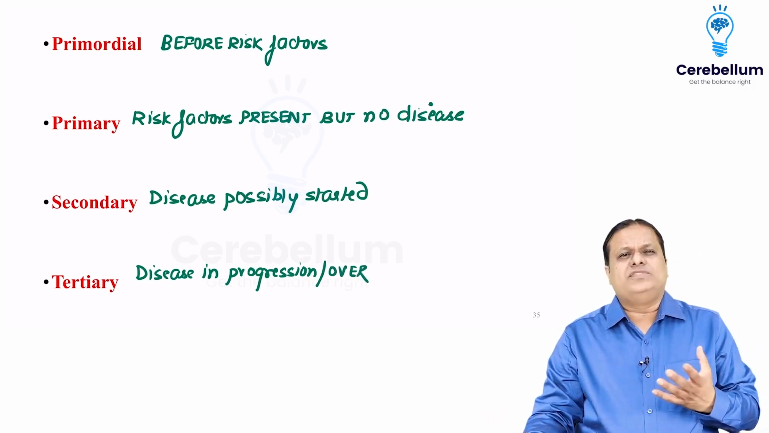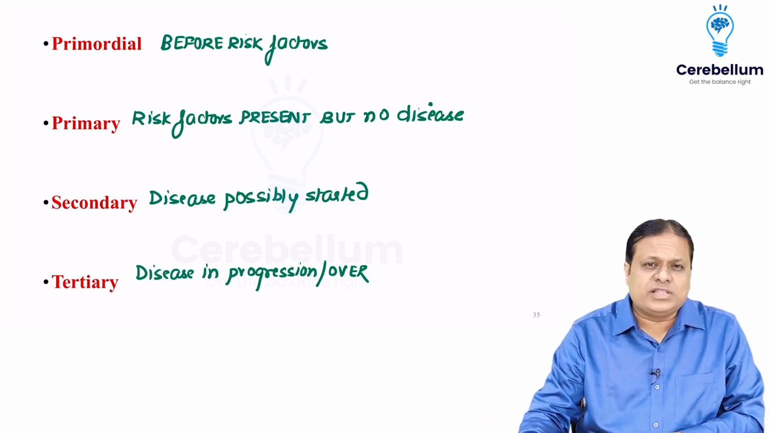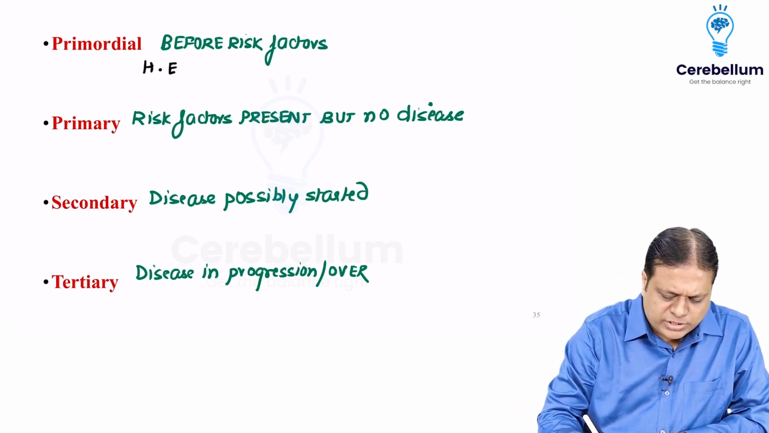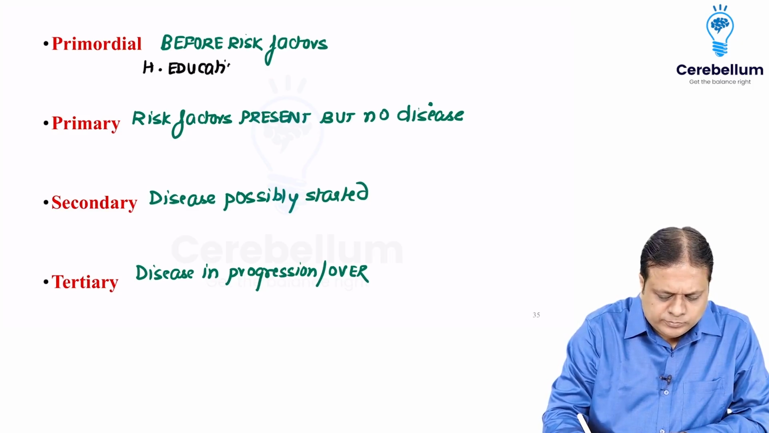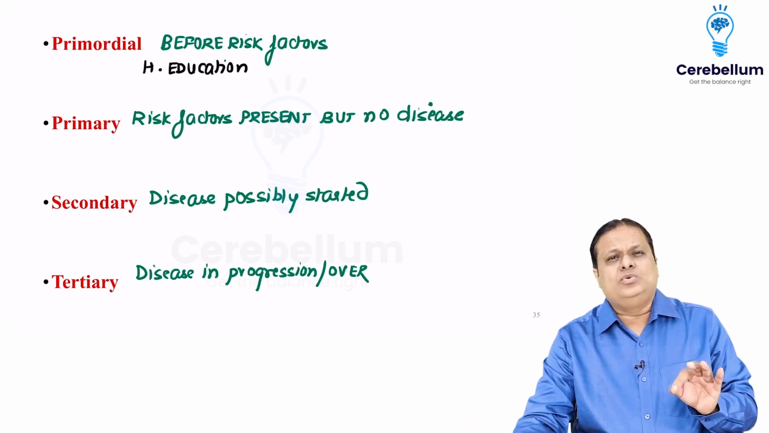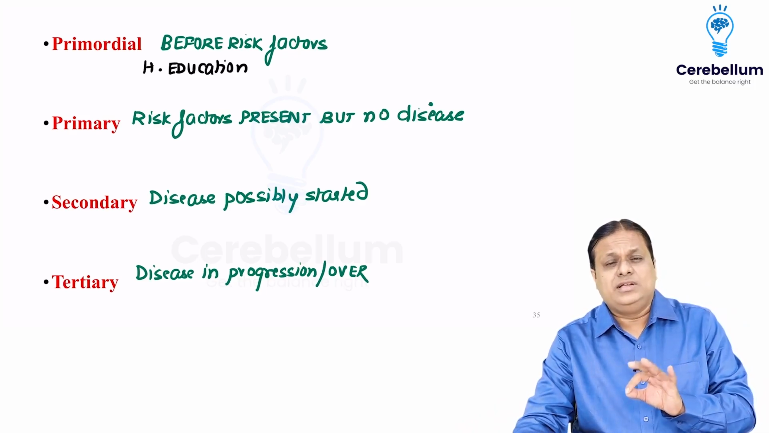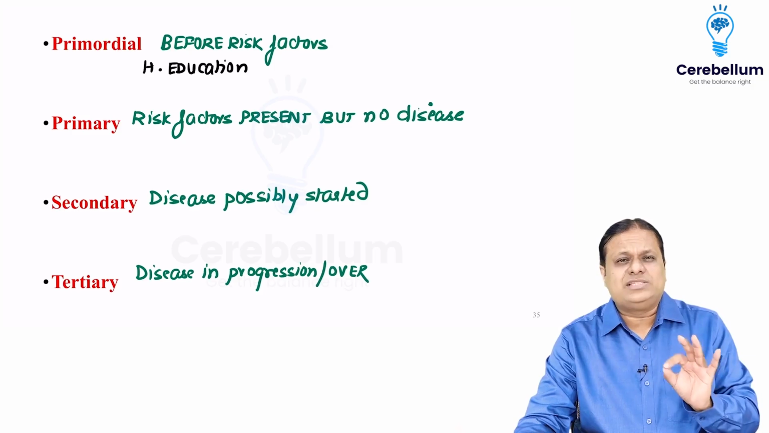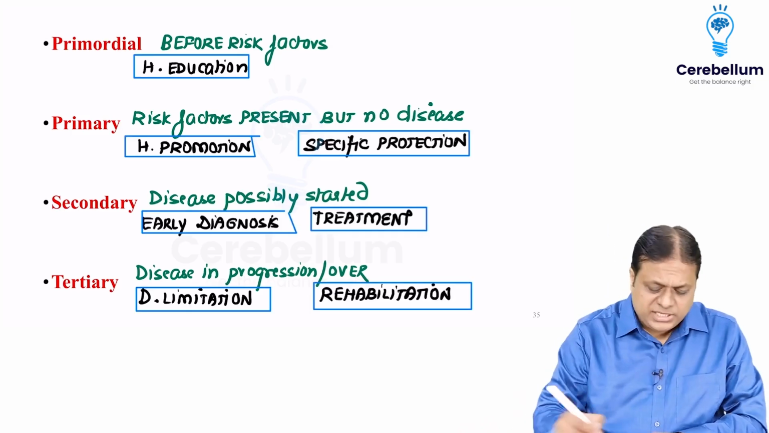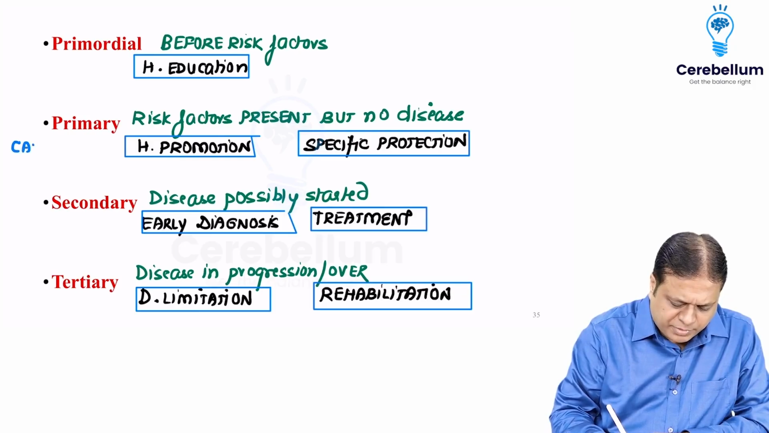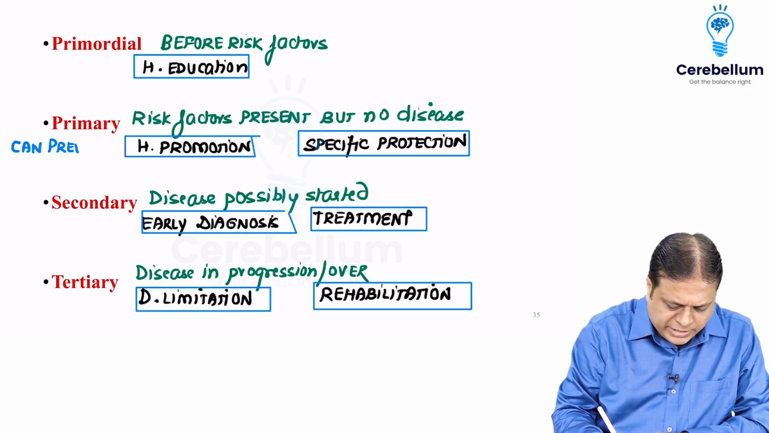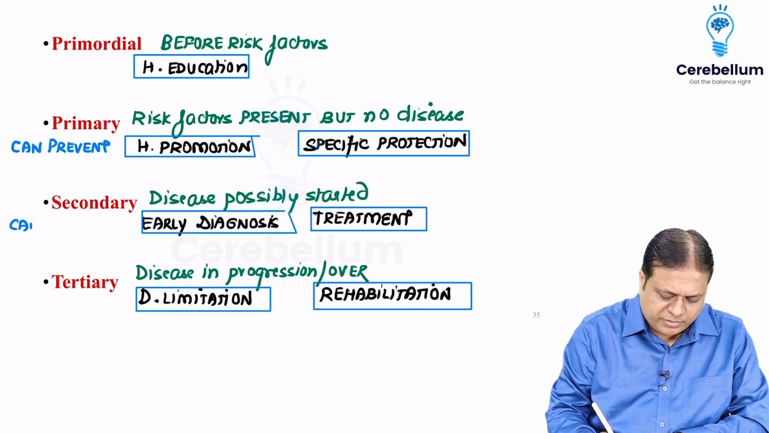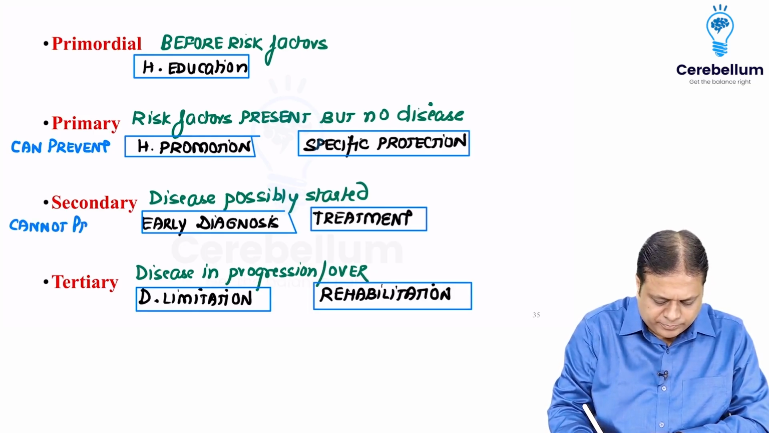Now how we are going to achieve these levels is through its modes of intervention. What are these? Primordial is through health education. Primary level is through health promotion and specific protection. Secondary level, diagnosis and treatment. And tertiary level is disability limitation and rehabilitation. Please remember, primary can prevent the disease or the outcome, whereas secondary can only detect, it cannot prevent the outcome.